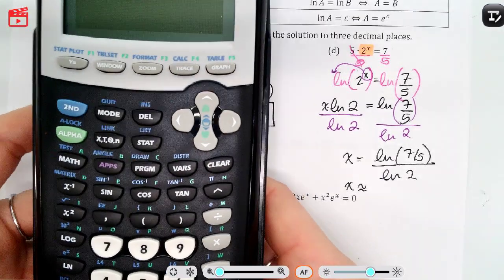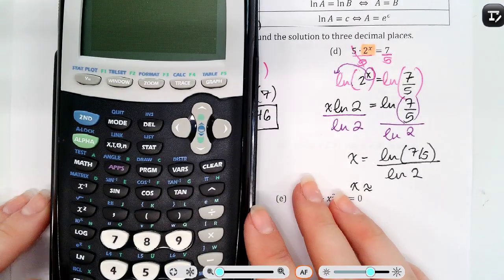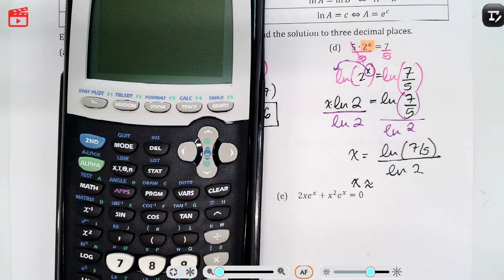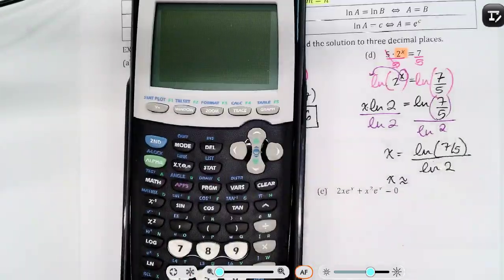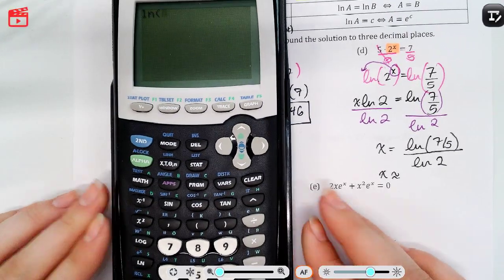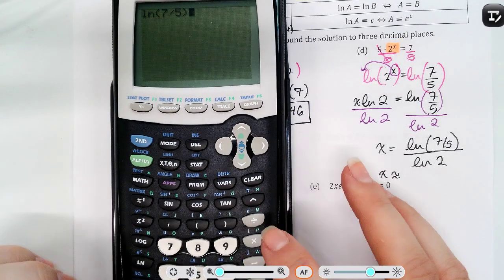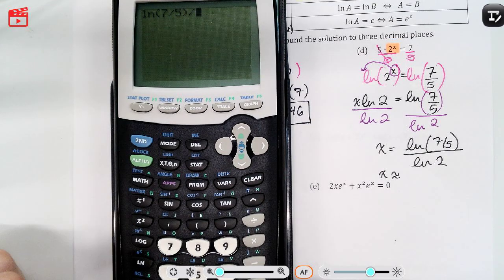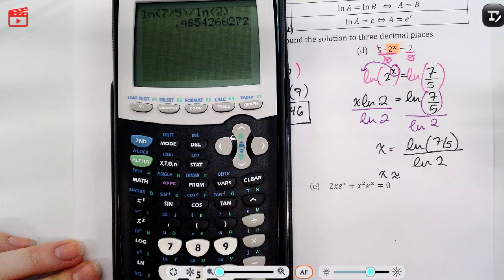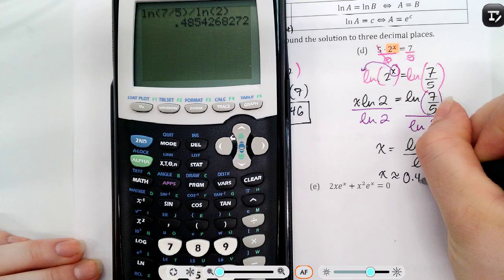All right, so pulling this one up. We're going to do the natural log. Let's see, I'm going to move my screen out. Can't do that. Okay, raising camera. All right. Natural log of 7 divided by 5, divided by natural log of 2. What do we get? 0.4854. All right, so let's go ahead with 0.485.